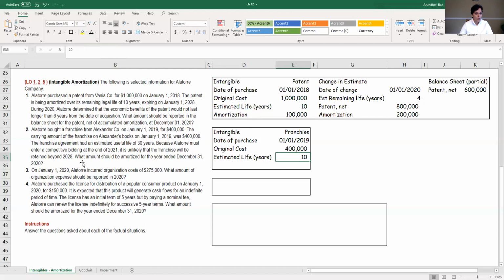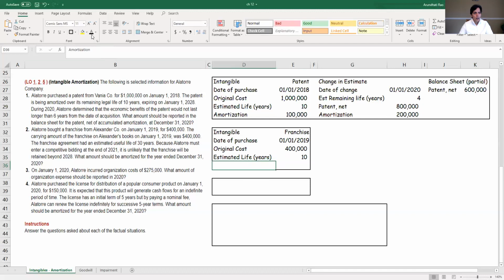So how do I come up with 10? January 1st, 2019, all the way through 2028 is what we're looking at. So a period of 10 years, because we say it is unlikely the franchise will be retained beyond 2028. So December 31st, 2028 is it for us. So that's a 10-year period.